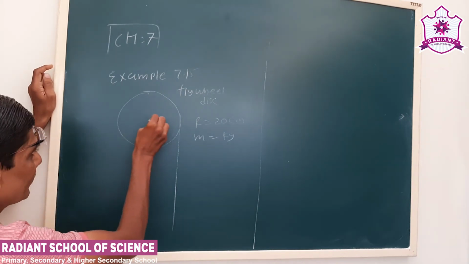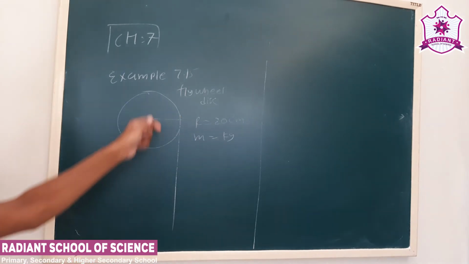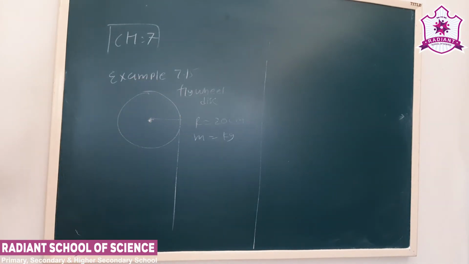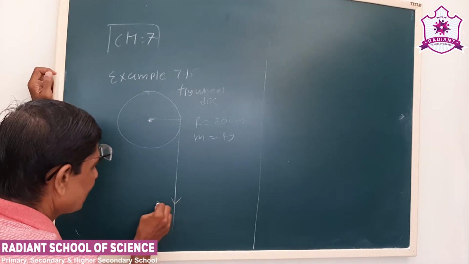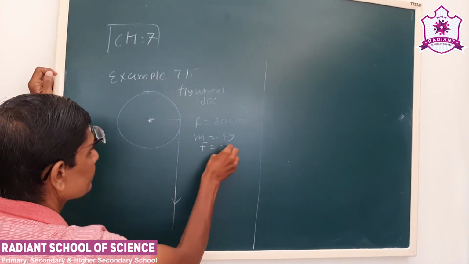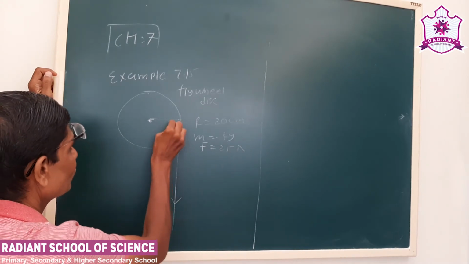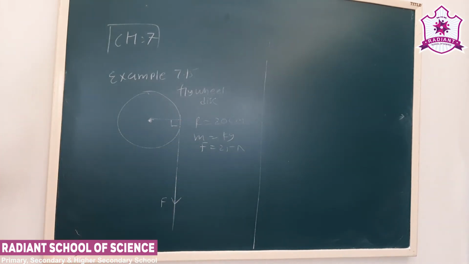Okay, now see the mounting on a horizontal axle. Now let us say this is a point about which, by pulling the cord, the flywheel will move. Now a force of 25 Newton is applied. We can see the force is applied tangentially. So what you have to calculate is the angular acceleration.